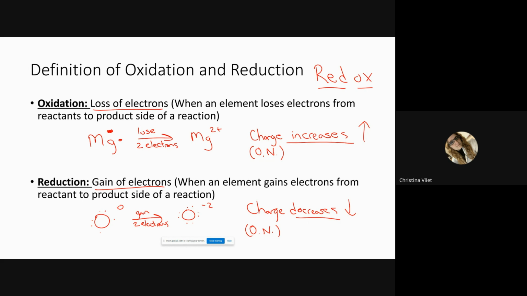What we're going to be doing today is looking at chemical reactions. We're going to be getting oxidation numbers for all of our reactants and all of our products, and we're going to figure out what's been oxidized and what has been reduced.